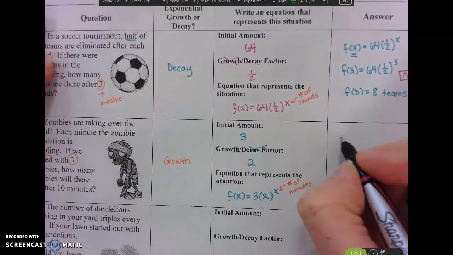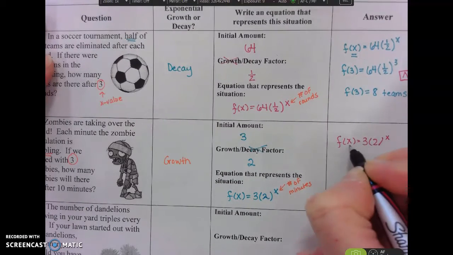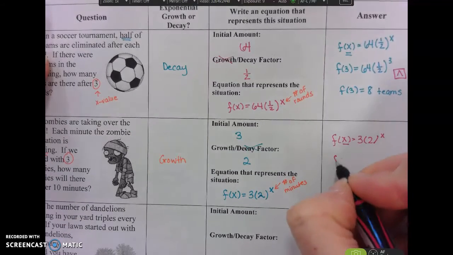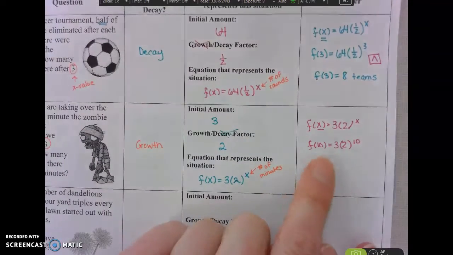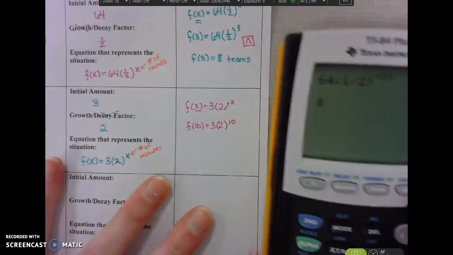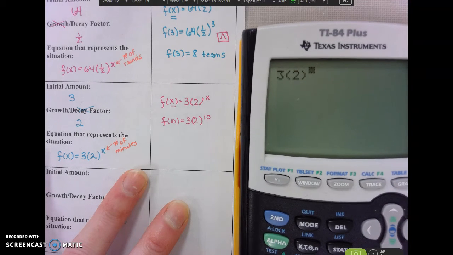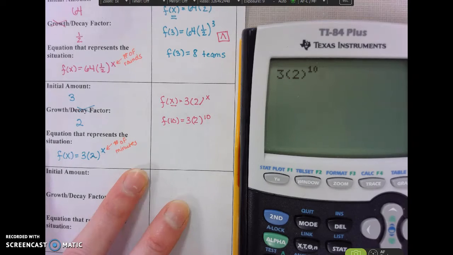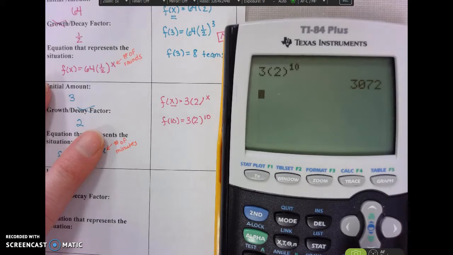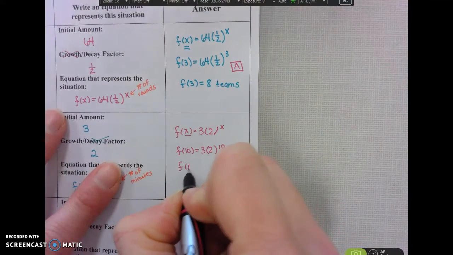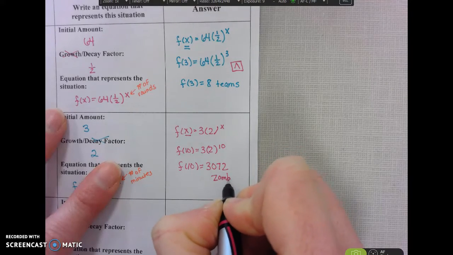So I'm going to take my equation, and I'm going to replace my x value, since x is number of minutes, with 10. So now back to my calculator. 3 parentheses 2, up arrow, 10. This one the right arrow. Hit enter. I've got myself a whole lot of zombies. 3,072. So after 10 minutes, we've got 3,072 zombies that we now have to deal with.